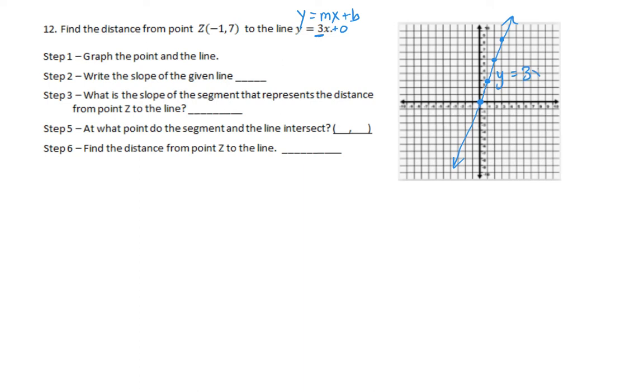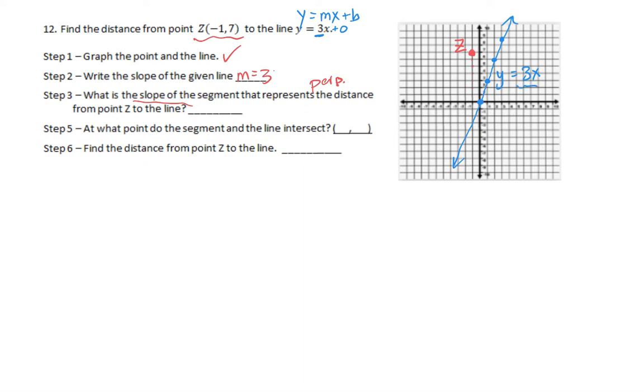Y equals 3x. Cool, and then I've got point Z here over at -1, comma 1, 2, 3, 4, 5, 6, 7. There's Z. Now we learned in class, so step 1, check. Slope of the given line, m equals 3, check. So in class, we learned that the shortest distance between a point here, Z, and a line is going to be the perpendicular. So whenever it says what is the slope of the segment that connects Z and the line, we're asking for the perpendicular slope, which means I need the opposite reciprocal of the original slope.